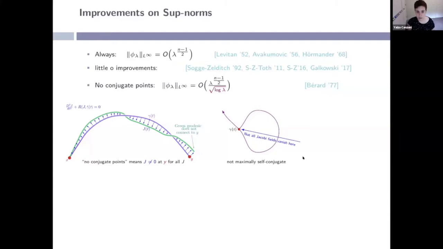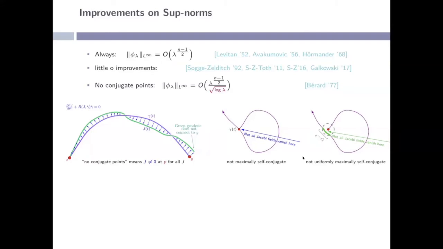If you want quantitative improvements, though, just asking for something to not be maximally self-conjugate won't be enough. You need to have some quantitative control in your assumptions. And what we are going to do is ask the point to not be uniformly maximally self-conjugate. What this means is that if after time t, I return near the point x, how near? Exponentially close, so the radius of this ball is like e to the minus constant times t. If I return exponentially close to my point, then not all the Jacobi fields should vanish in the piece of the geodesic that enters that ball. Just so you have a good picture, after logarithmic times we are asking that if you enter a ball of radius 1 over lambda, then your Jacobi field shouldn't vanish, which is basically asking to not be maximally self-conjugate.